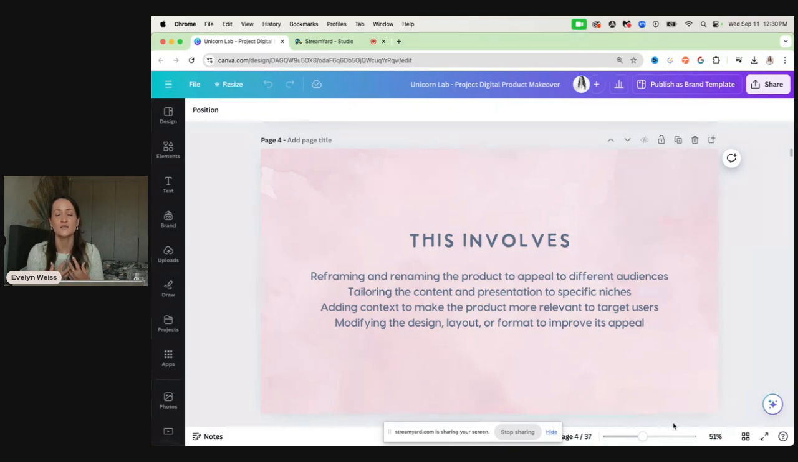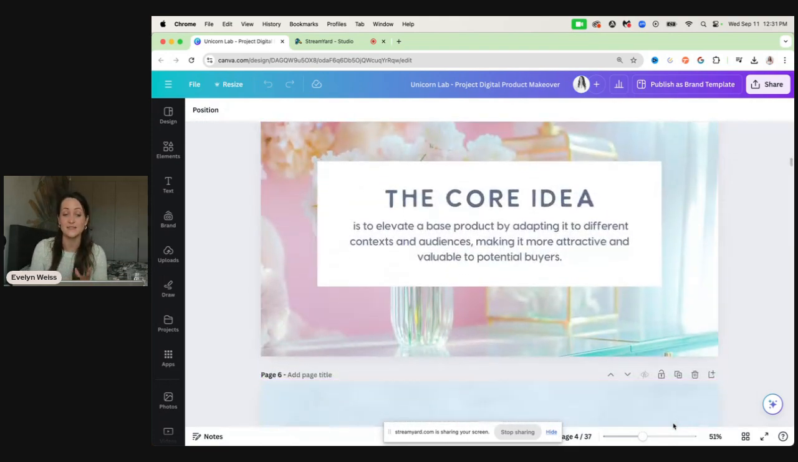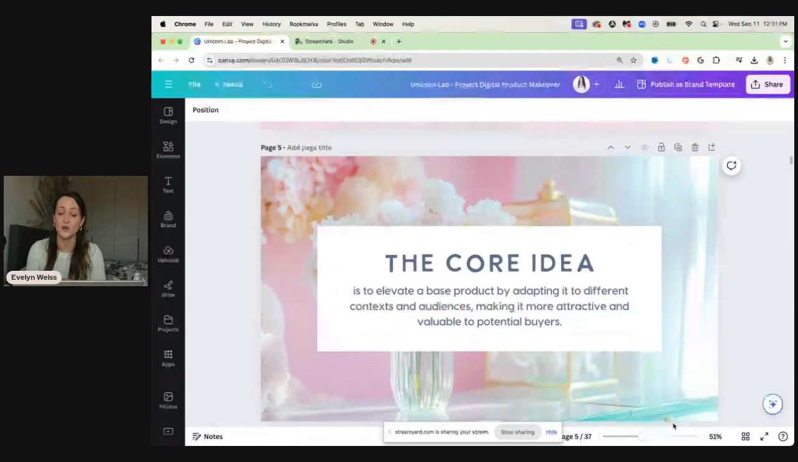And you can create so much value for the person buying it and for yourself if you take the time to understand who the foundational piece can appeal to, and then tailor the name, frame, the content, if necessary, on the inside. Sometimes it's not even necessary, but sometimes it will also be the presentation, the context, right? And the design and layout to that specific target audience. Okay, so this is the base idea. It's to elevate a base product by adapting it to different contexts, right?